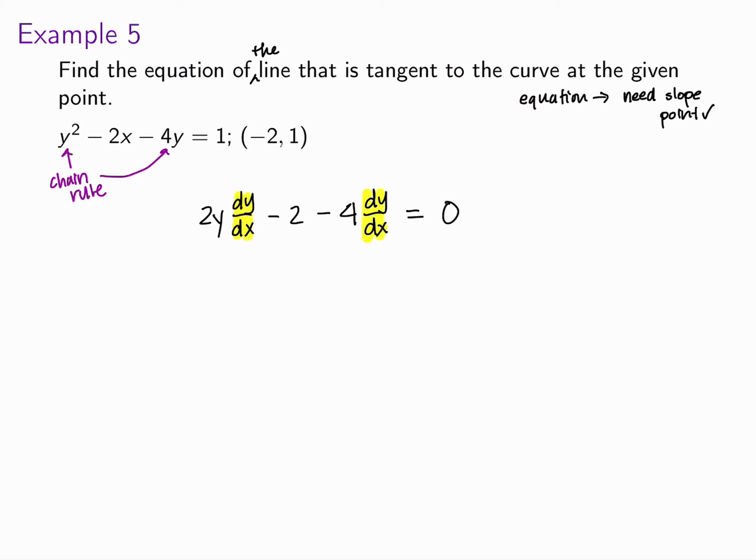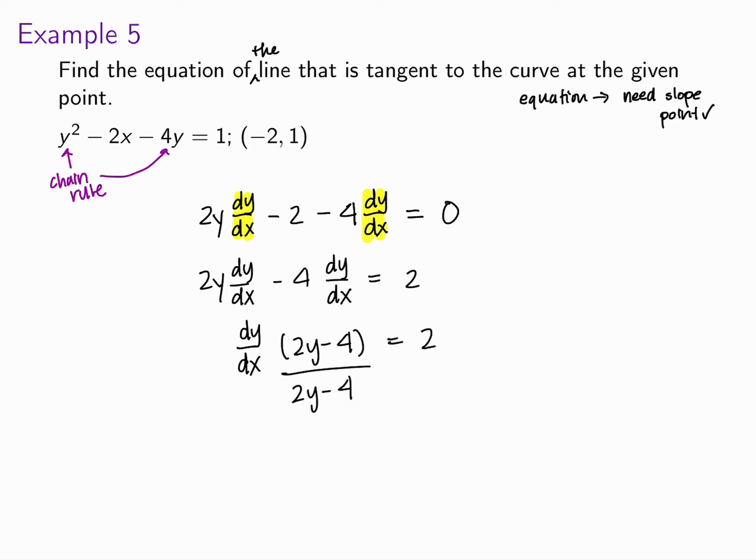So now I need to collect all my dy dx's together on one side and everything else on the other. So 2y dy dx minus 4 dy dx is going to equal, I'll move that negative 2 over, and it's a positive 2. Factor out the dy dx, and I get 2y minus 4. And that's still just all equal to 2. Get that dy dx by itself by dividing by 2y minus 4. And these cancel, and I have that dy dx is 2 over 2y minus 4. But I noticed that every single coefficient is divisible by 2, so I can clean up a little bit further and say that this is 1 over y minus 2.